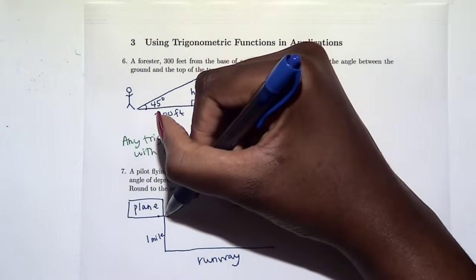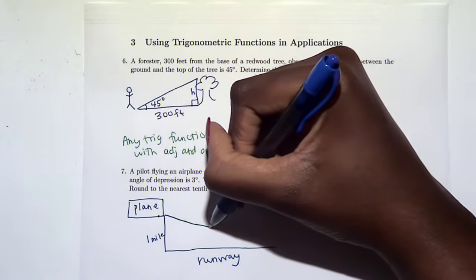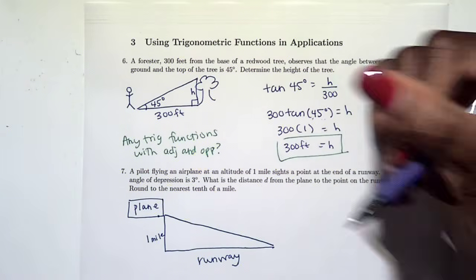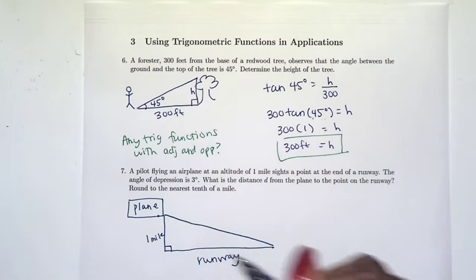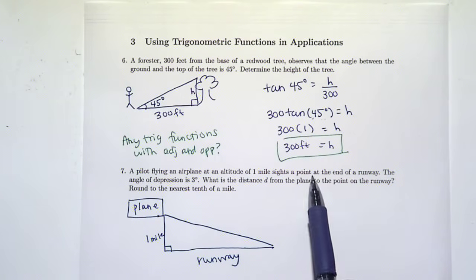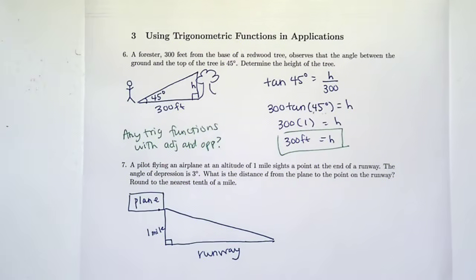Notice that this is going to make a what kind of shape? A right triangle. So that's good. It says the angle of depression is 3 degrees.